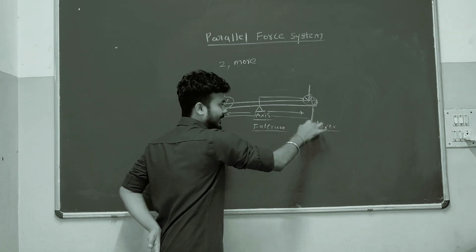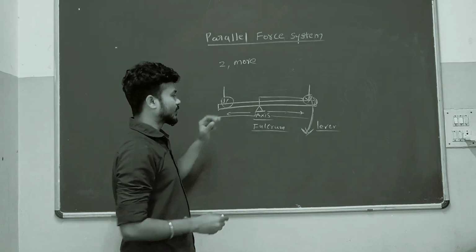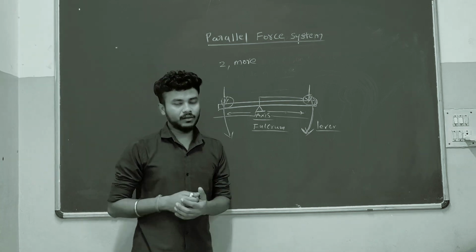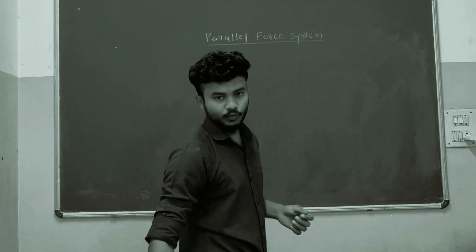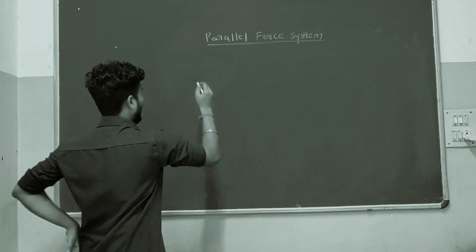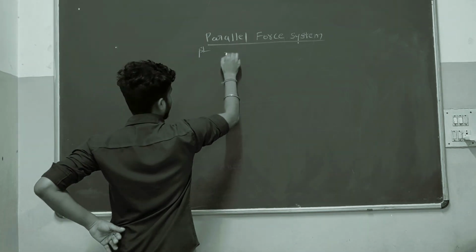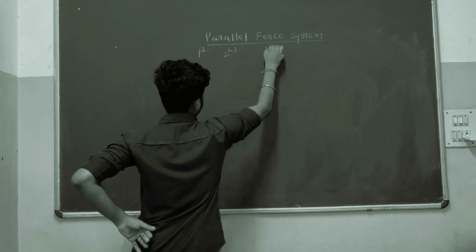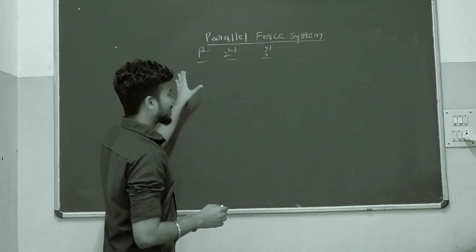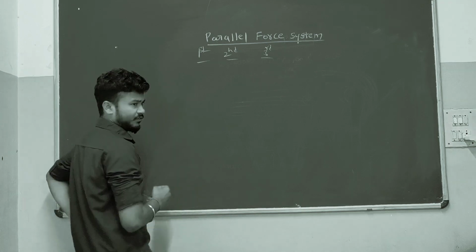If this force is acting, it will rotate like this. If this force is acting, it will rotate like this. So these are the parallel force system. Now we will see the types of levers. Here we have first order, second order, and third order. First, second, third, three types of levers. So first we will see the first order lever.